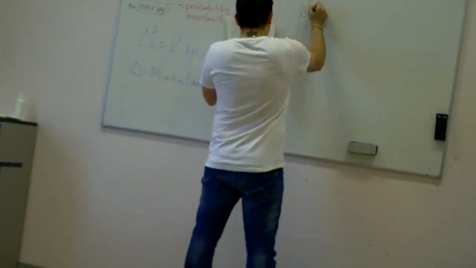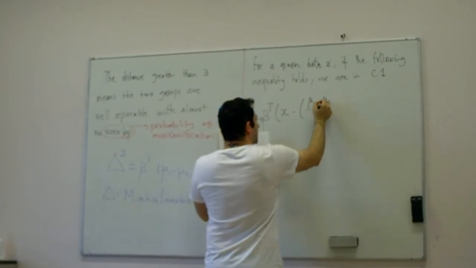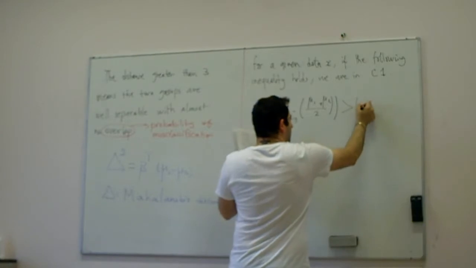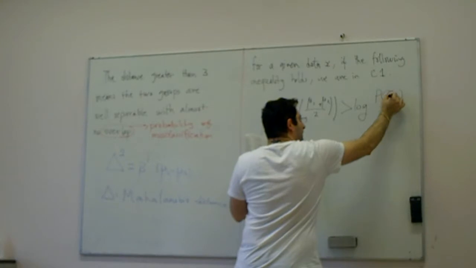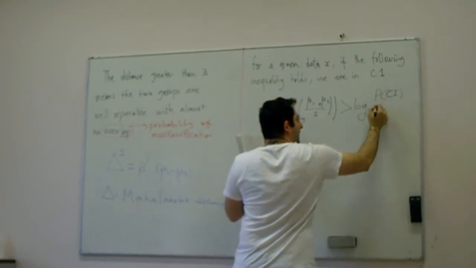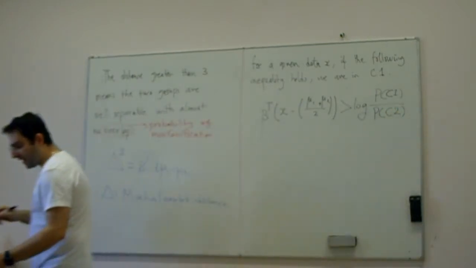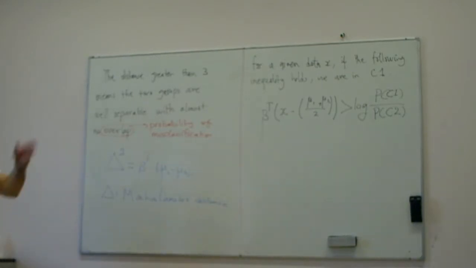Beta transpose multiplied by x minus (mu1 plus mu2) divided by 2 is greater than logarithm of p of c1 divided by p of c2. On purpose, I have not written that 1 and 2 as an index in order not to confuse this one with the covariance matrix. C1 means class 1, C2 means class 2.